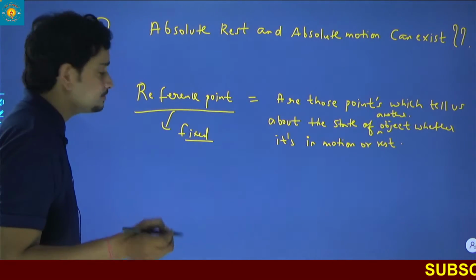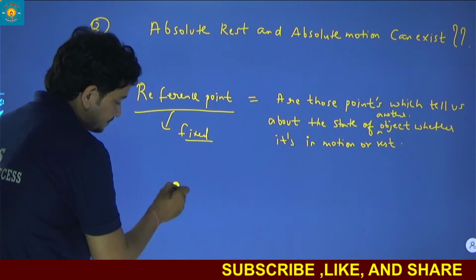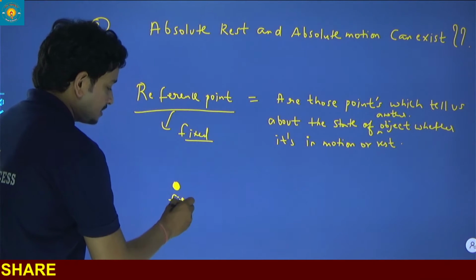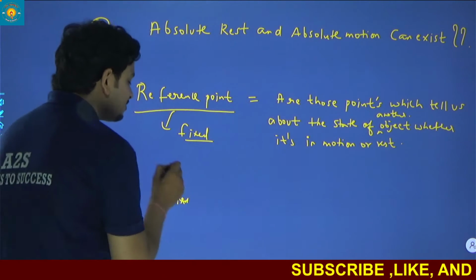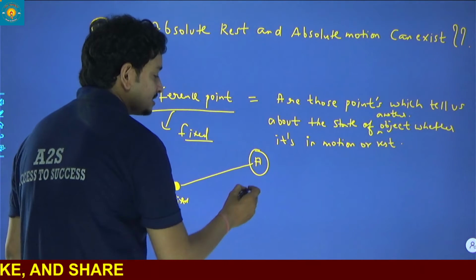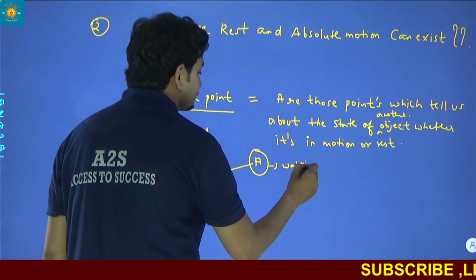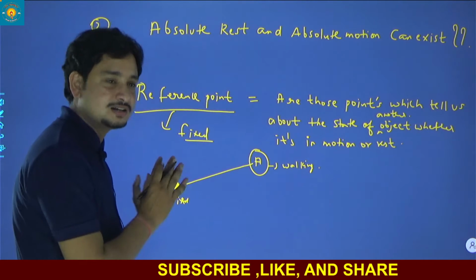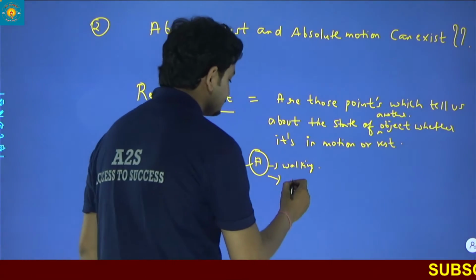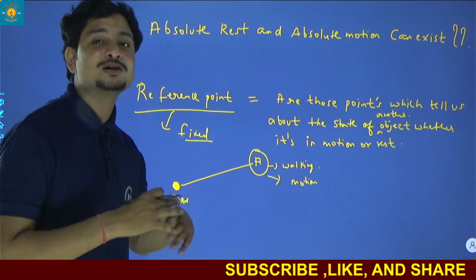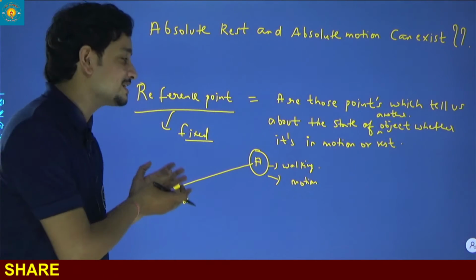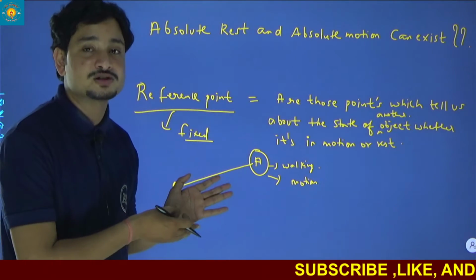See, suppose this dot point is fixed. Clear? So this is my reference point. And from this reference point, I have seen that one person is walking. So I am sitting over here like this. At this point, I am fixed, and I have seen that the person is walking, which means the person is in the state of motion. How am I able to identify? Because the reference point tells about that. And what is a reference point? It tells us about the state of another object, whether it is in motion or at rest.